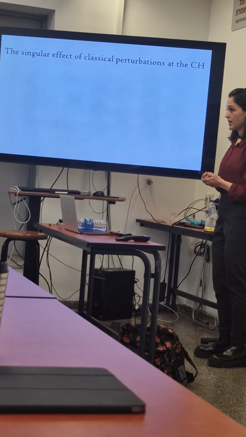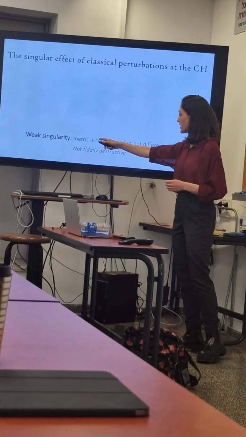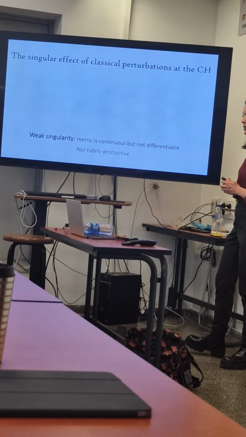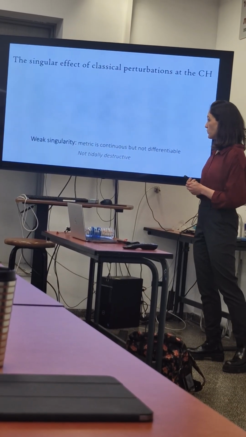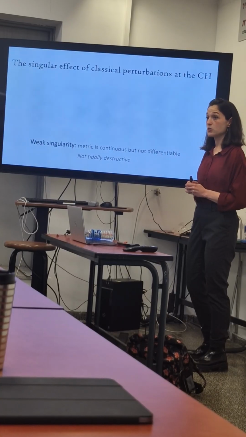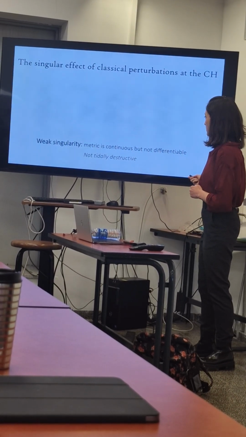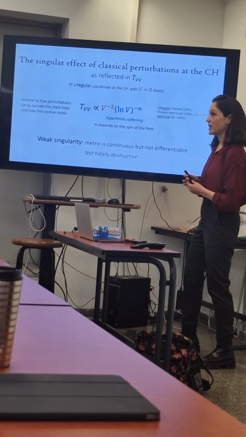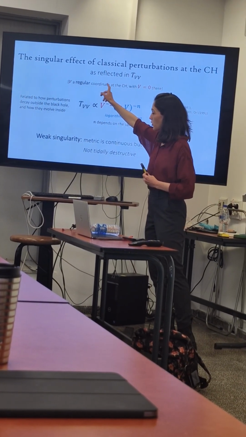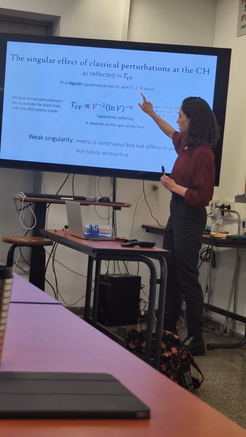It has been shown that classical perturbations have a singular effect at the Cauchy horizon, and they introduce a weak singularity. A weak singularity means that the metric is continuous but not differentiable there, which means that, crucially, it is not tidally destructive. So it may be possible to continue beyond the Cauchy horizon in that case. And this is reflected in T_VV, where V is a Kruskal coordinate which is regular at the Cauchy horizon and vanishes there.